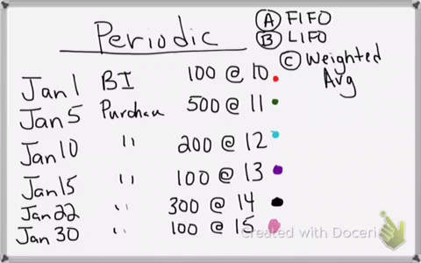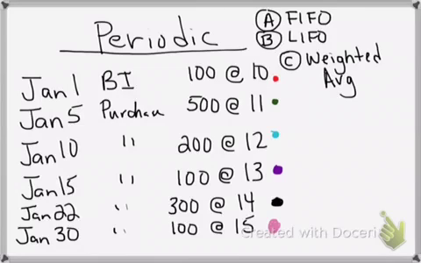The things that we're going to start with here that you'll see on your worksheet, you will see January 1st is our beginning inventory. We have 100 as our quantity, unit cost is 10. Then January 5th, we make purchases, 500 at $11 unit cost. January the 10th is another purchase of 200 at $12. January 15th is 100 units at $13 a piece. January 22nd is 300 at $14, and January 30th is our last purchase of the month for 100 at $15.